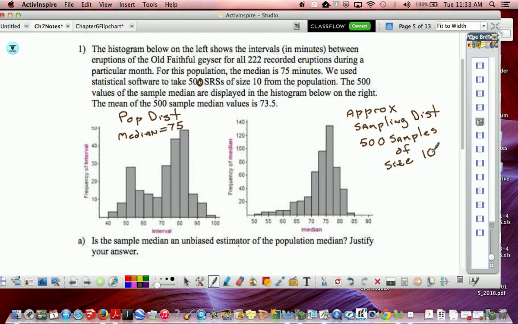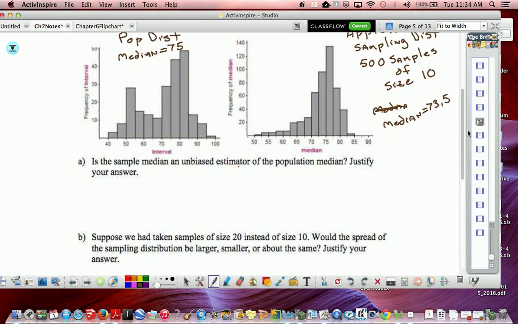Now it says the mean of the 500 sample median values is 73.5. So the average of these was 73.5. Question A asks, is the sample median an unbiased estimator of the population median? Is this value unbiased? In order for it to be unbiased, what does this value have to equal?